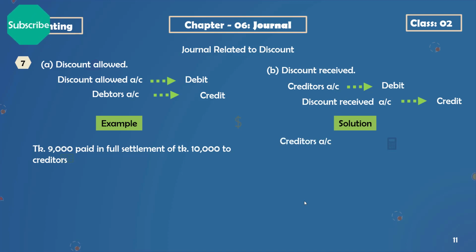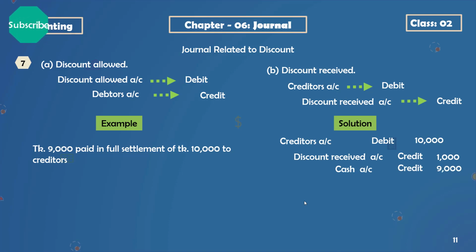So the journal entry is creditors account debit, discount received account credit, and cash account credit. Because you paid the creditors less than the debt amount, the difference is recorded as discount received account credit Taka 1,000, and you paid Taka 9,000, so cash account credited 9,000, and your debt was 10,000, so creditors account debit 10,000. So there was a settlement between you and your creditors. Okay, next transaction.